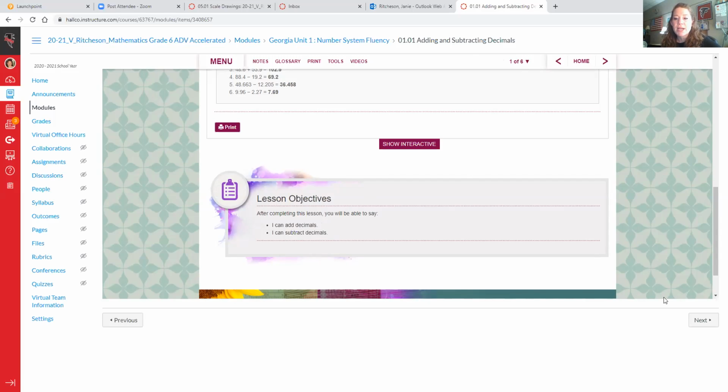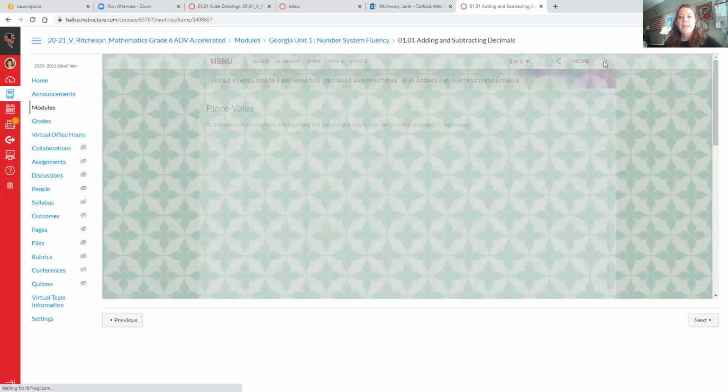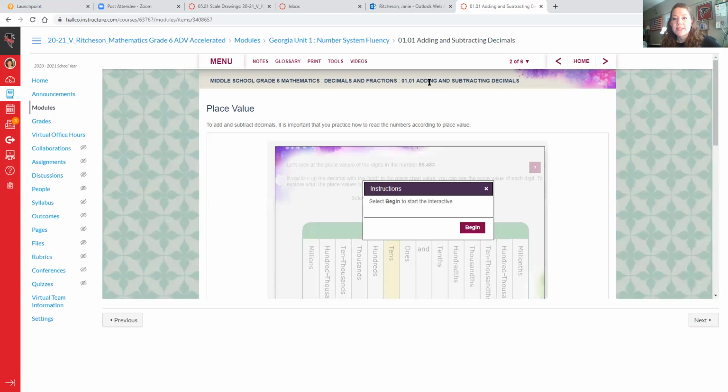Now to get to the next page, make sure you don't click down here. Make sure you stay in the module by going to the forward arrow button. And then you were on page 1 of 6, now you're on 2 of 6, so make sure that is correct. All right, so then once again, you're going to be having a little lesson on place value.